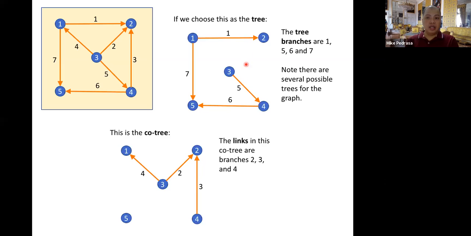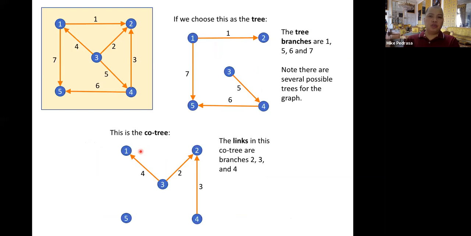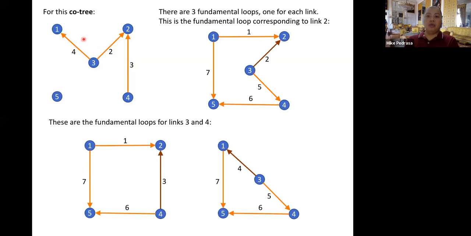So here, the co-tree is composed of branches 2, 3, and 4. If you choose another tree, obviously there should be another co-tree. So for each tree, there is a corresponding co-tree. Now moving on. Let's say we have chosen this tree, and for that tree you have this co-tree, then for that co-tree, there are 3 fundamental loops.